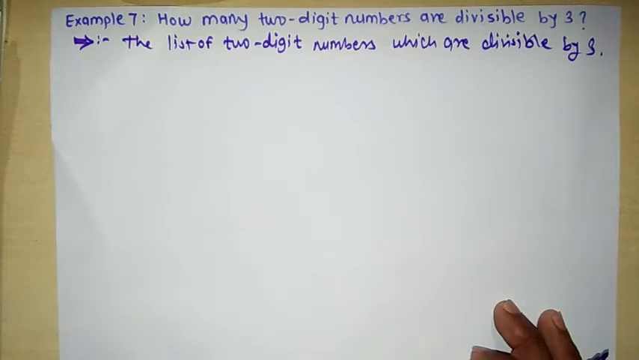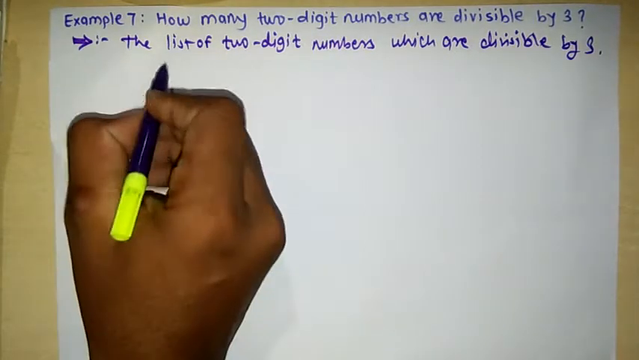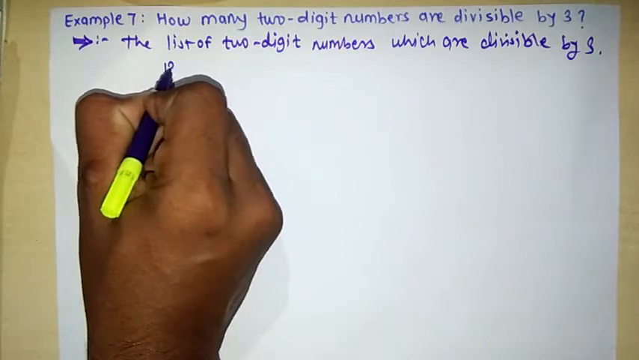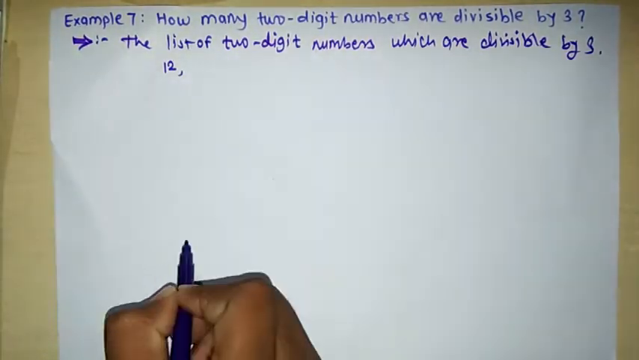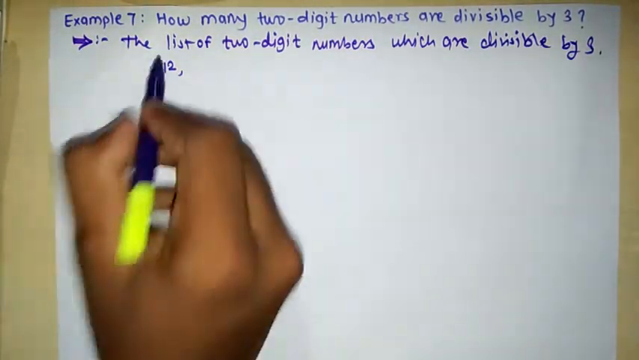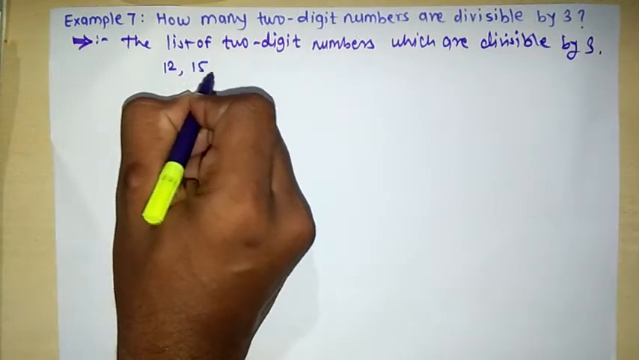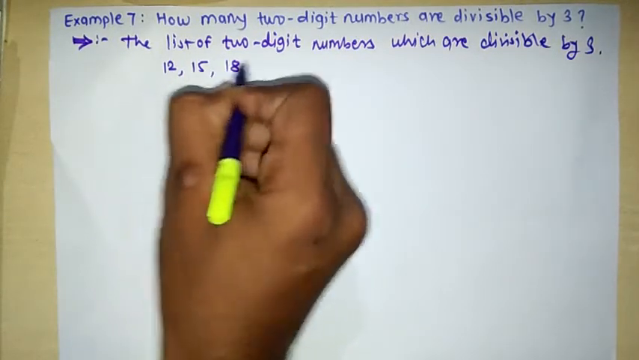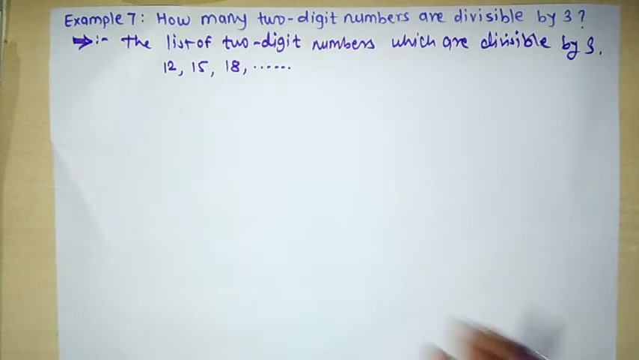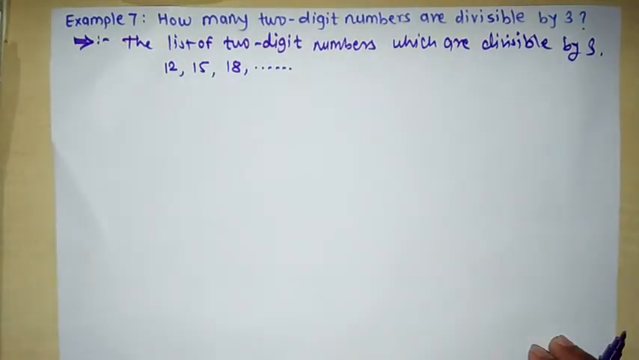See, check. The first two-digit number is 10. Is 10 divisible by 3 or not? No. 11 is also not. 12? Yes. 12 is a two-digit number which is divisible by 3. It is the smallest two-digit number which is divisible by 3. After 12, 15 is there. Then after 15, 18 is there. Like this. Which is the largest two-digit number which is divisible by 3?